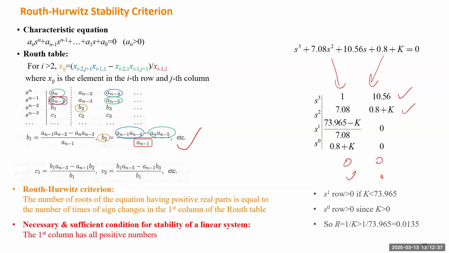For this specific problem, if we make the first column positive, any item having K has to be positive. Then finally, we can easily conclude K has to be smaller than 73.965. Because R is 1 over K, R has to be bigger than this value. So 0.0135 is the minimal R you can use. If you take R exactly at this value, the system will be marginally stable. Marginally stable means it has oscillation, but the oscillation is not growing. It will just stay at equal amplitude, which is also not good.